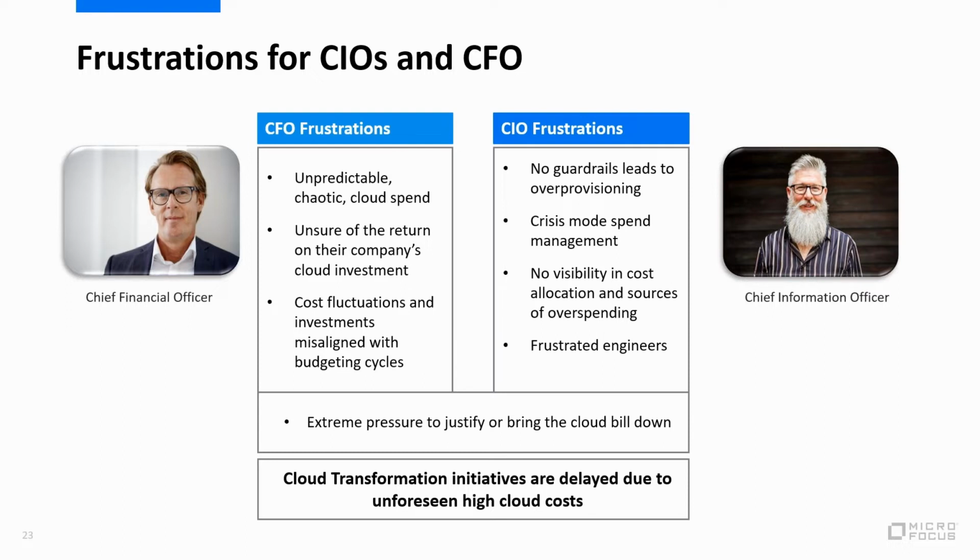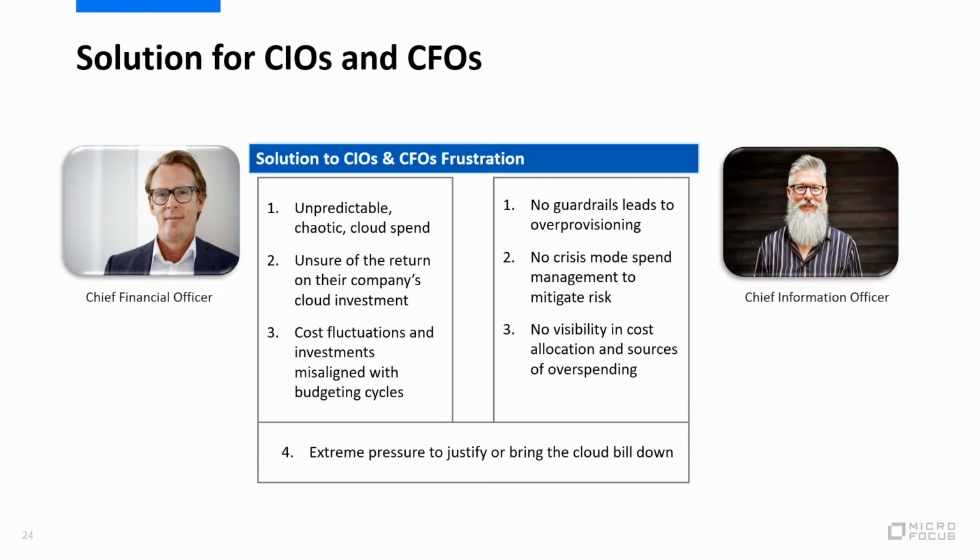So put together, these are all some of the frustrations shared by CFO and CIO. At the end, it also brings extreme pressure to justify or bring the cloud bill down. That is the most important factor, because every exec is given an objective to reduce the cloud bill or even the overall spend on the cloud. And at the same time, they also need to justify what was already spent. And that's where they need to get access to different tools and stuff like that to get exposure to the cloud spend. Well, again, so how do we solve this problem?